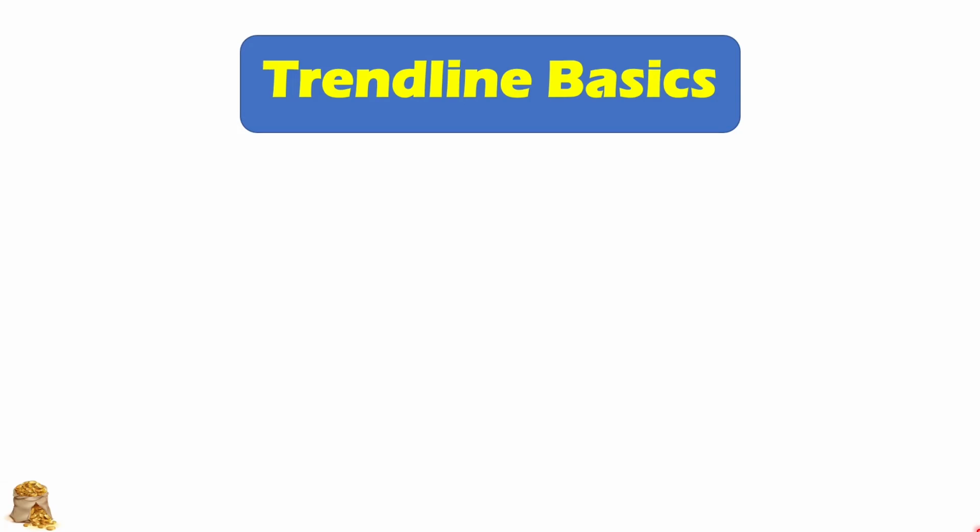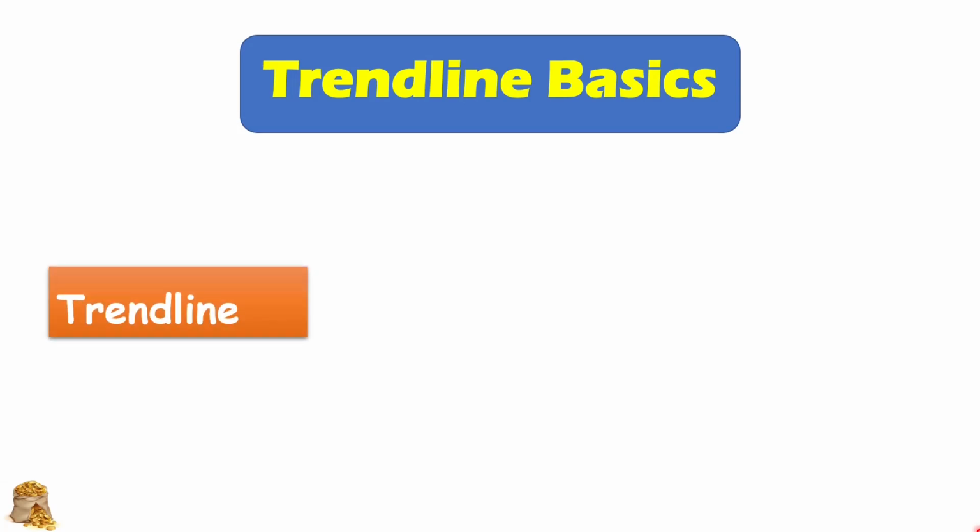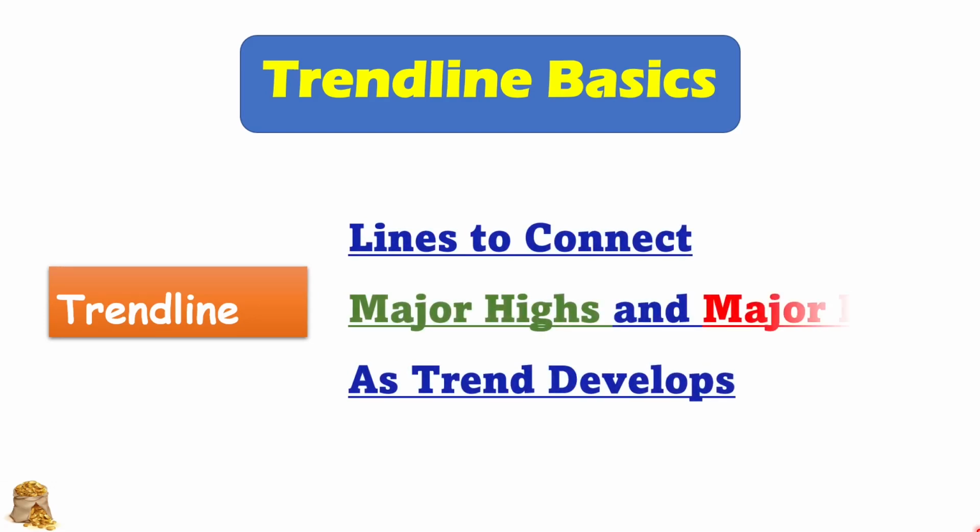And then here comes the definition for trendline. Trendline is the line to connect major highs and major lows as the trend develops. Here, the keywords are major highs and major lows.